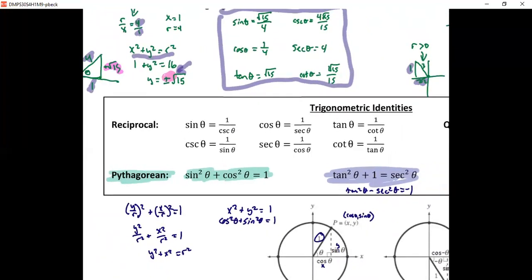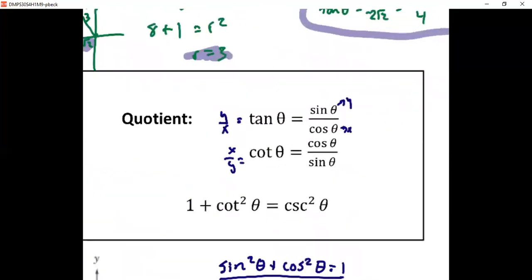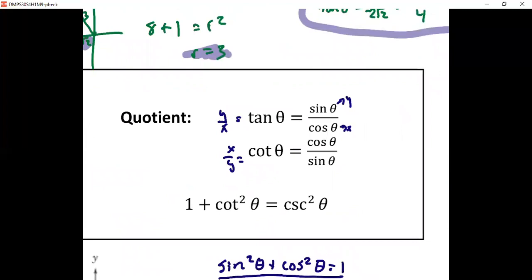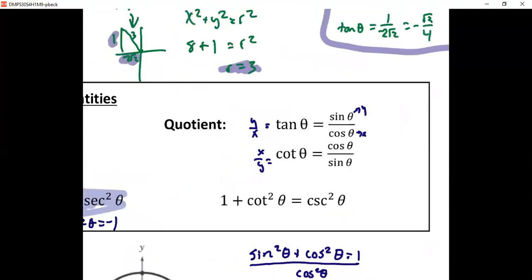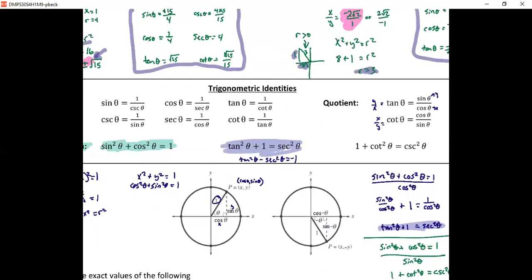Sine is 1 over cosecant, cosine is 1 over secant, and tangent is 1 over cotangent. We have our quotients, and these ones we haven't talked about, but tangent is y over x, and the reason why it's y over x is because it is sine over cosine. Cotangent is x over y, which gives us cosine over sine. Hopefully that makes sense. We're going to be using that a lot more extensively. Then we have our Pythagorean identities.